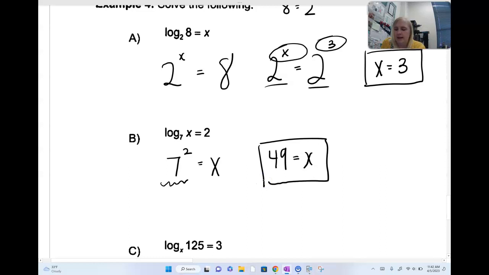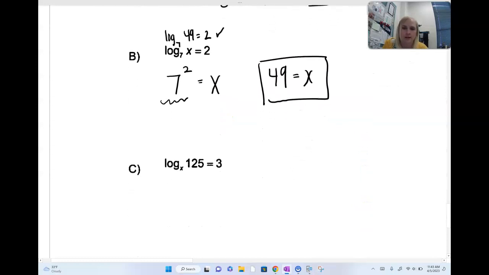If you sub that back in, so you have log base 7 of 49 equals 2. Remember, 49 is 7 squared, so it cancels out where we would be 2 equals 2. So it checks out. So if you want to check your answers that way, you can, just to make sure that you set them up correctly.